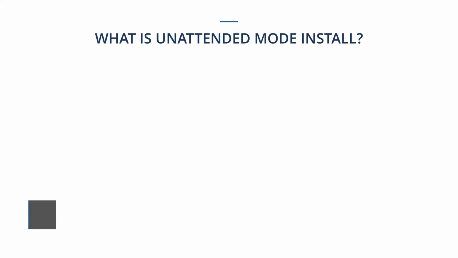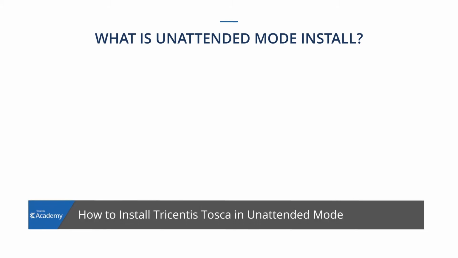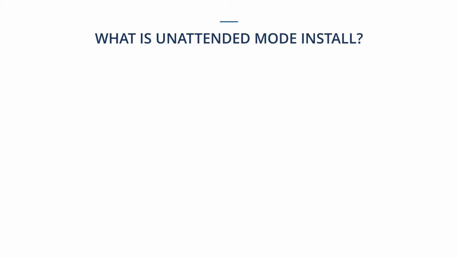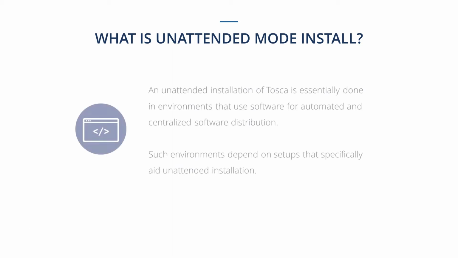In this video, we'll learn how to install Tricentis Tosca in unattended mode. Let's first start by understanding when we would install Tricentis Tosca in unattended mode. An unattended installation is necessary in environments that use software for automated and centralized software distribution. These environments depend upon setups that support unattended installation.